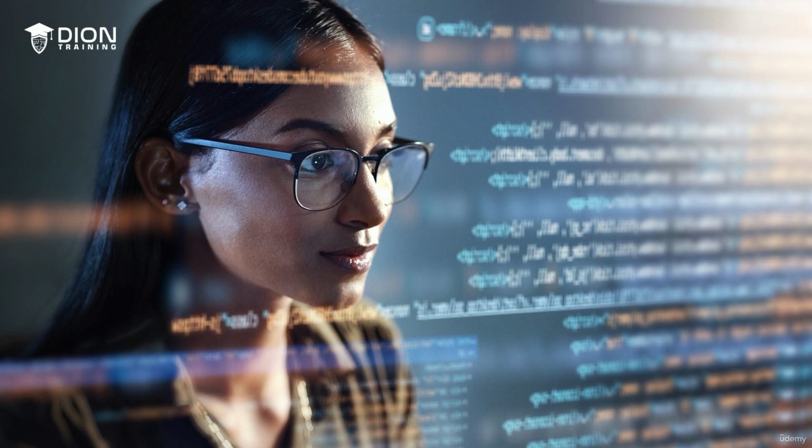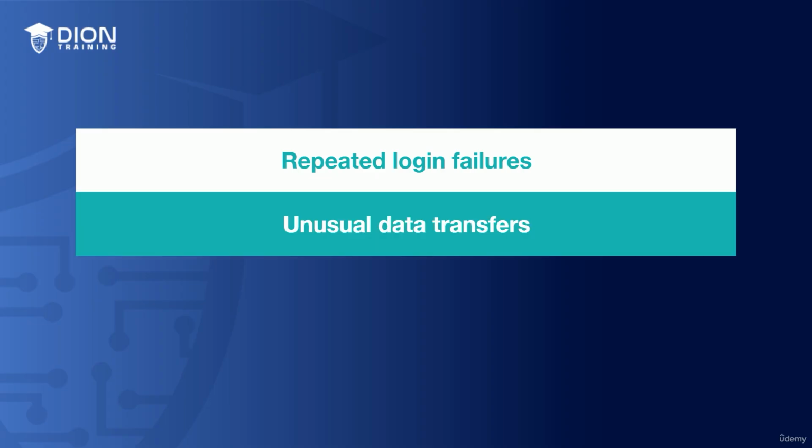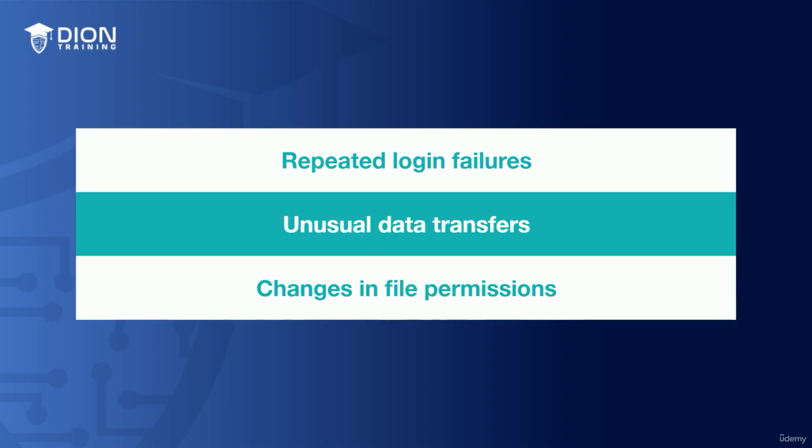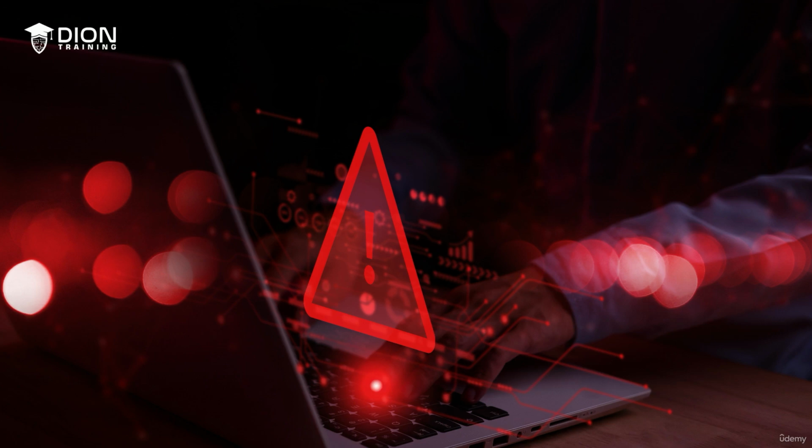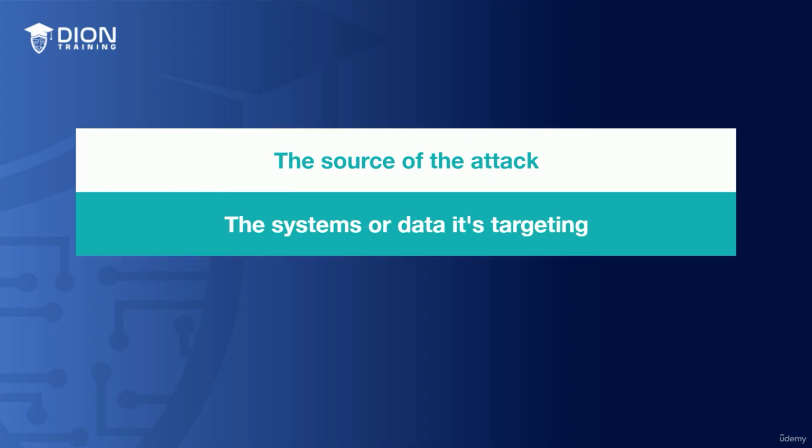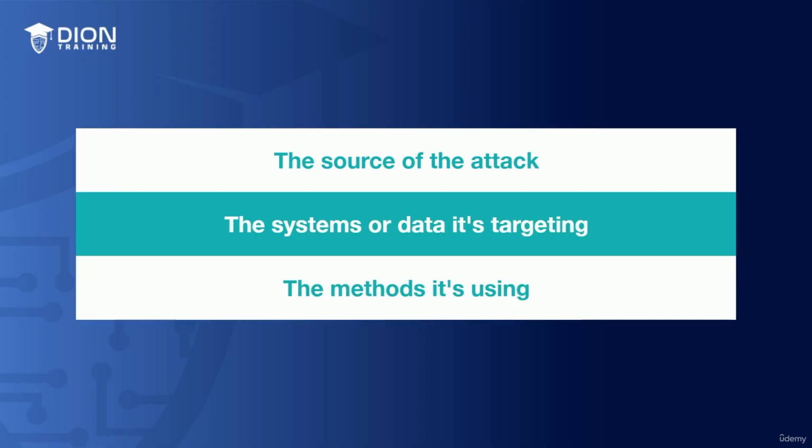The SIEM can then correlate and analyze this data to identify patterns that might indicate a security threat, such as repeated login failures, unusual data transfers, or changes in file permissions. If the SIEM detects a potential security threat, it can then generate an alert for the security team to come and investigate it. This can also provide us additional detailed information about the threat, such as the source of the attack, the systems or data it's targeting, and the methods it's using to be able to help our security team respond more quickly and more effectively.